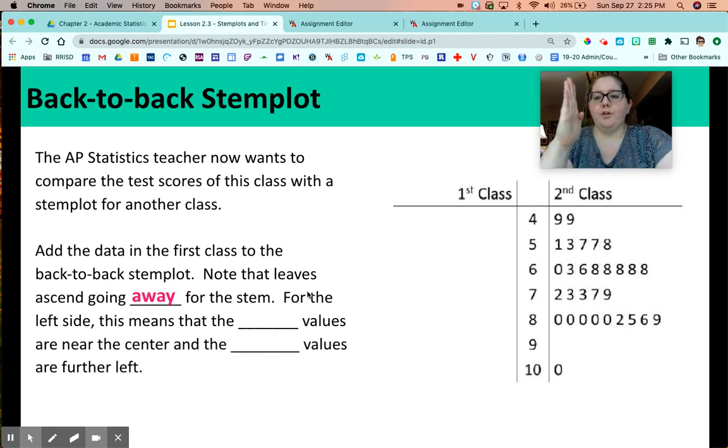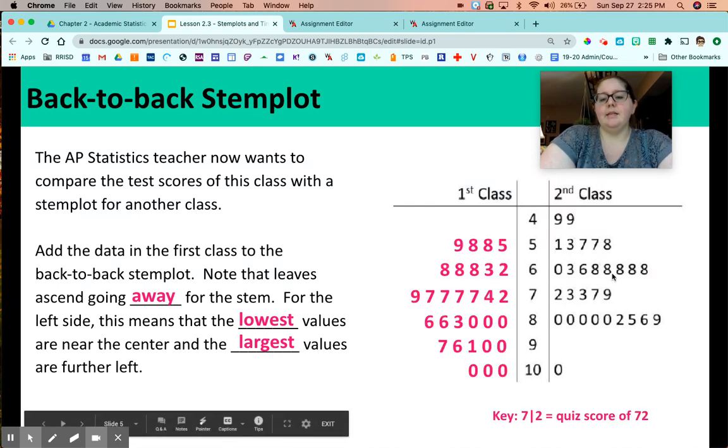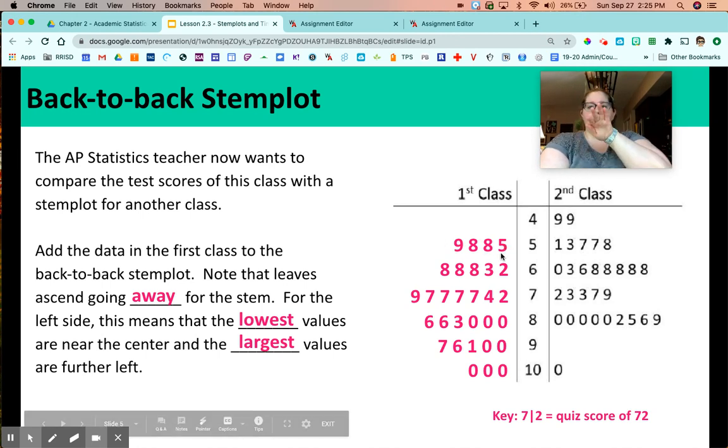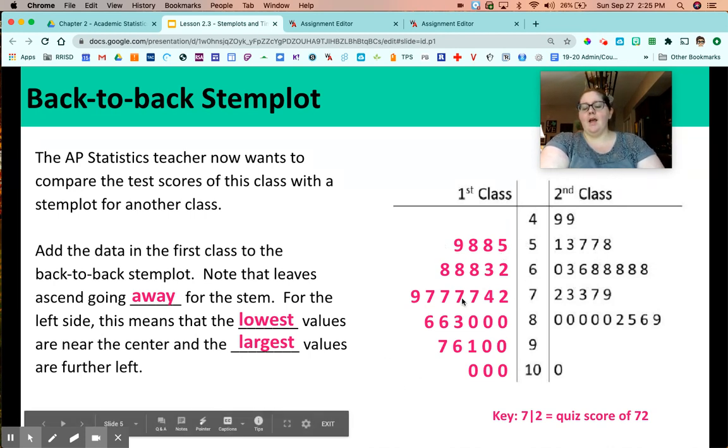So when I put the numbers on there, the leaves are going to go away from the stem. So the smaller numbers are going to be closest to the stem on the right side. And then the biggest numbers are going to be away from the stem on the left side. So it'll look something like this. If we put all of those numbers, we would put them in order from least to greatest, going away from the stem in the middle so that we have them going up. So that is how that would look.